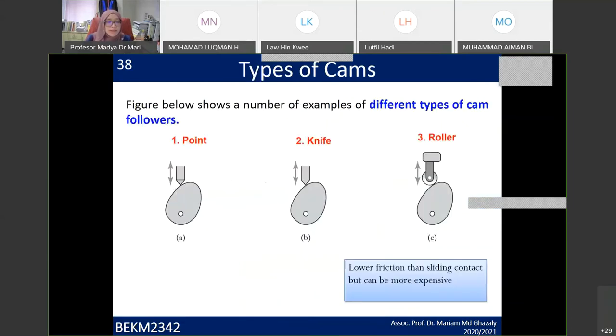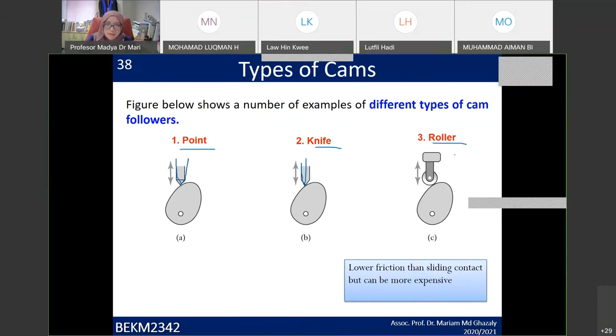So let's look at how it's going to be used to make the motion. But before that, let's look at the types of CAM and follower that you can use. We have the point, knife, and roller here. Point means that the follower is in terms of a point. Knife is actually very, very pointy.